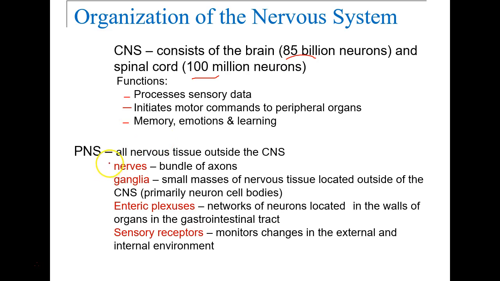The peripheral nervous system consists of all nervous tissue outside of the CNS. So nerves, these are bundles of axons, ganglia, small masses of neuron cell bodies. We have enteric plexus, again located in the GI tract, and sensory receptors. So we're monitoring everything from the internal and external environment with pain receptors, touch, vibration, temperature, and so on.